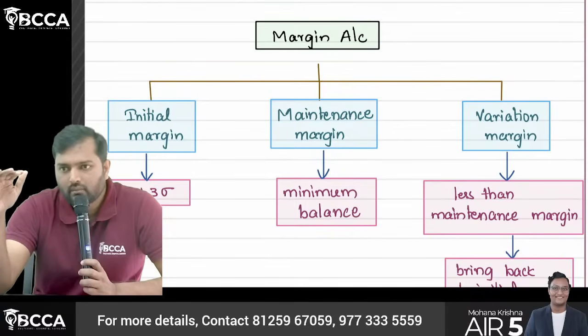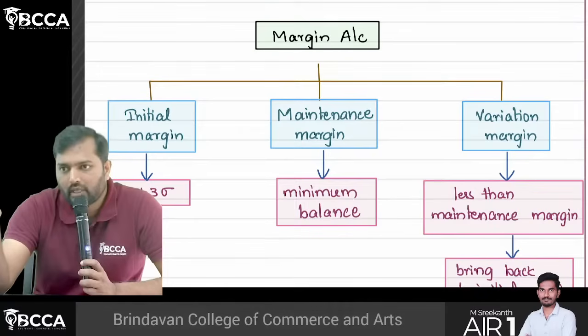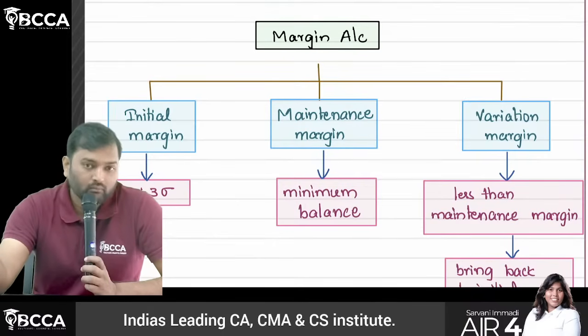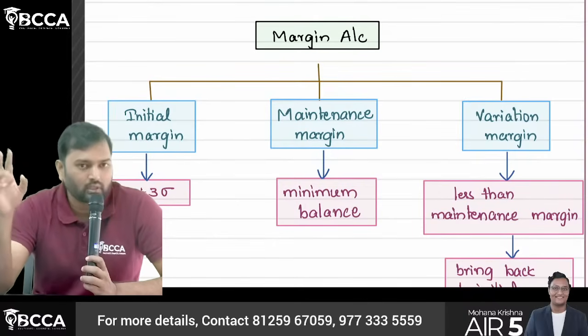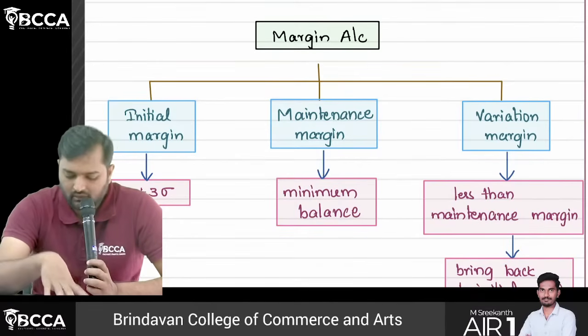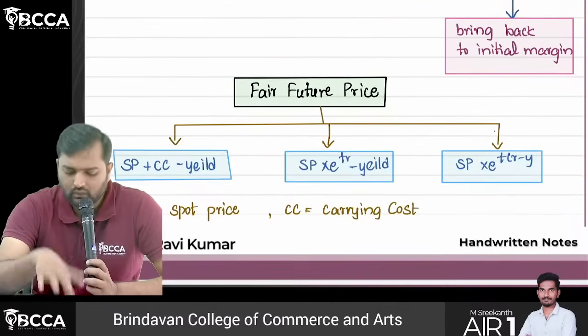Whenever the balance in the margin account falls below the maintenance margin, you will get a margin call and you have to bring the balance back to the initial margin. The amount deposited is called a variation margin.